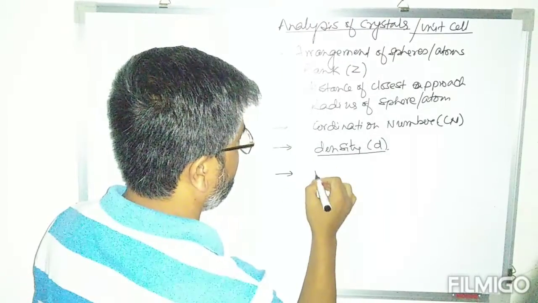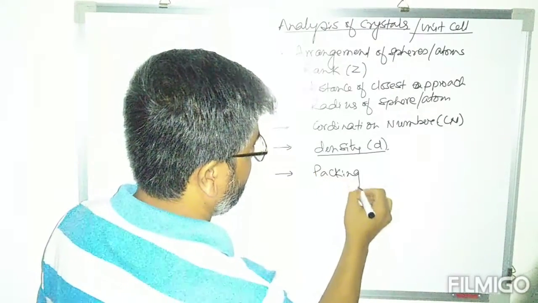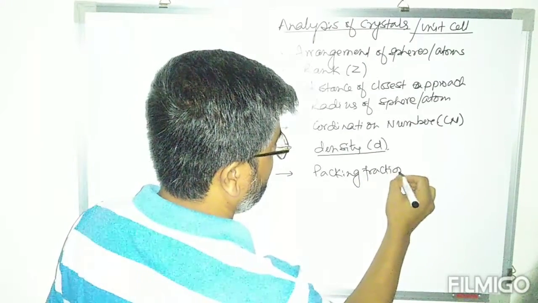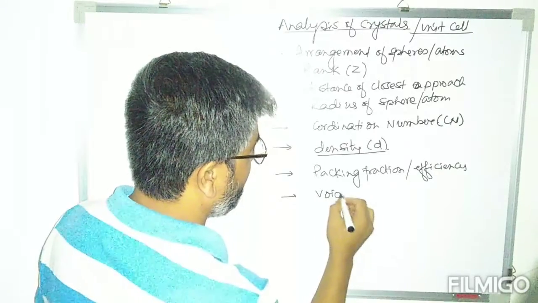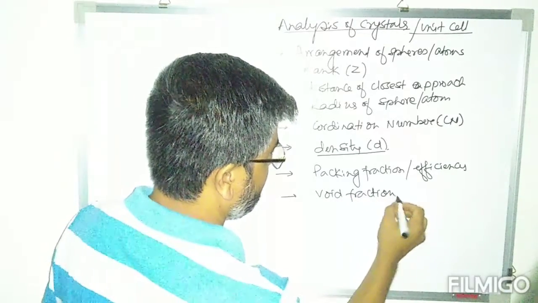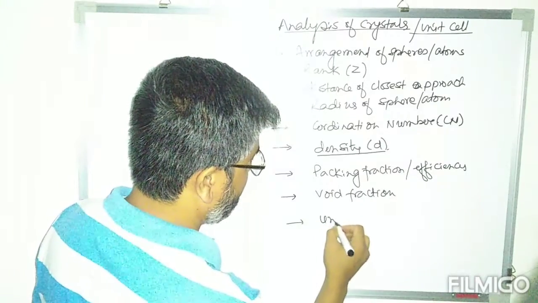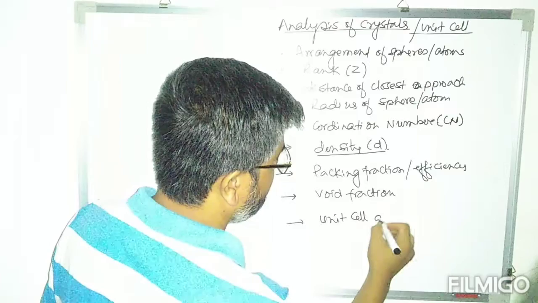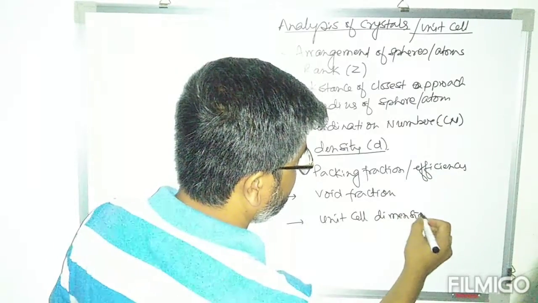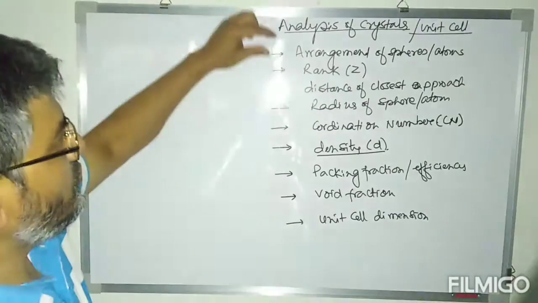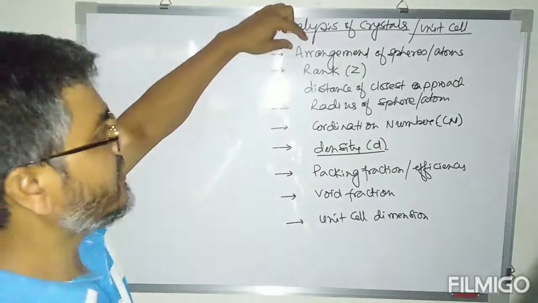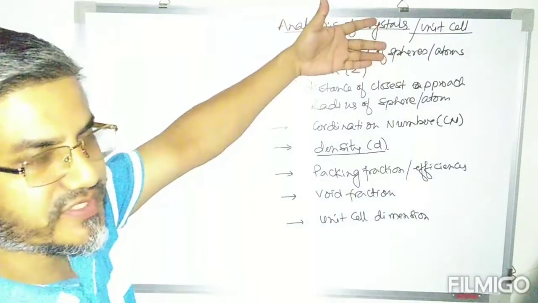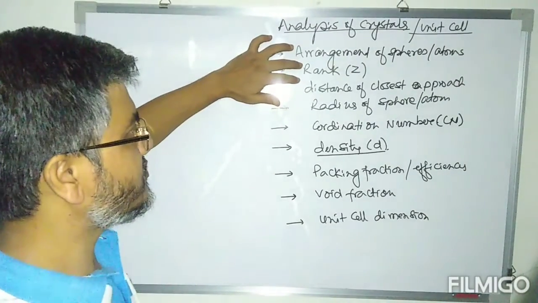Then we have packing fraction or packing efficiency. Then we have void fraction. Then we have the unit cell dimension. So while discussing the unit cell, we have to identify this. That is how different atoms or spheres are arranged in a unit cell. What is the effective number of atoms present per unit cell?